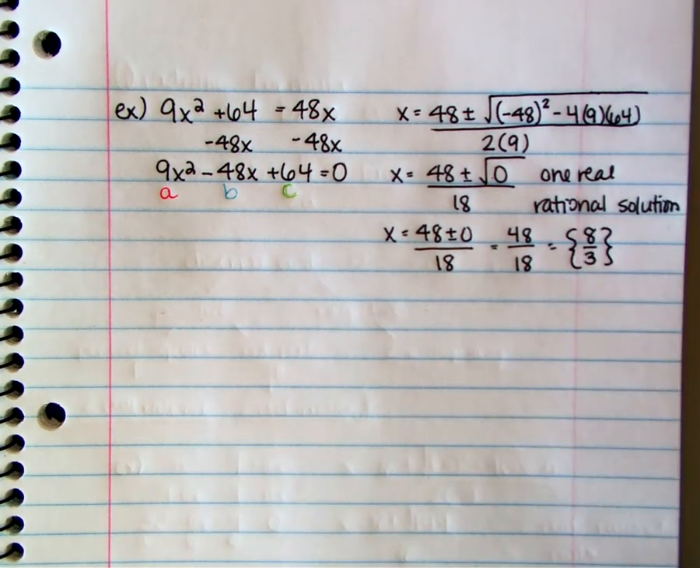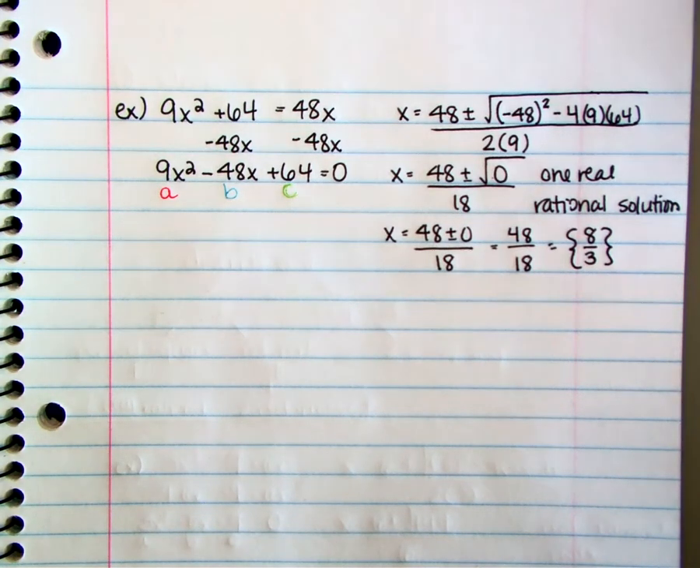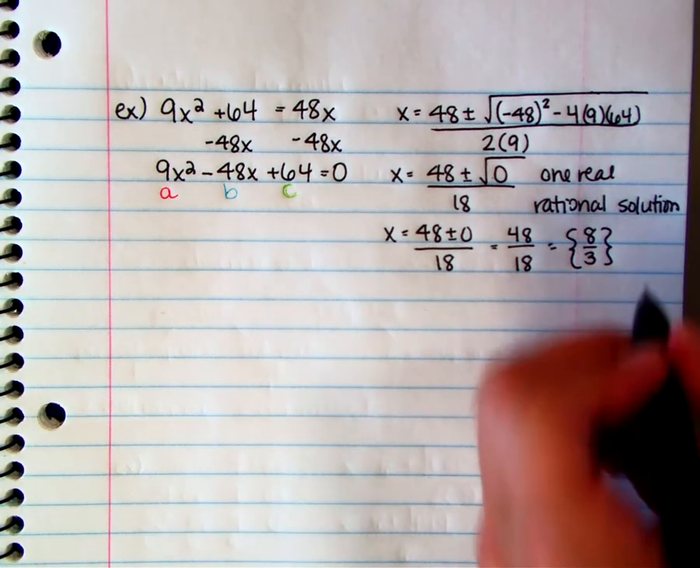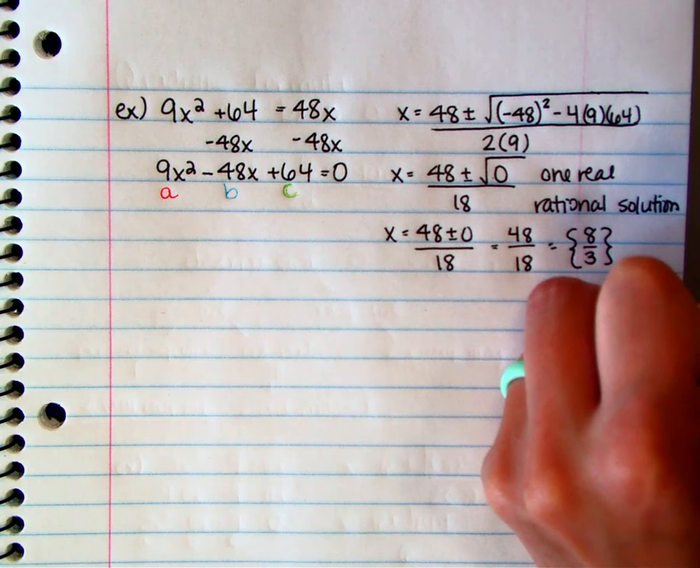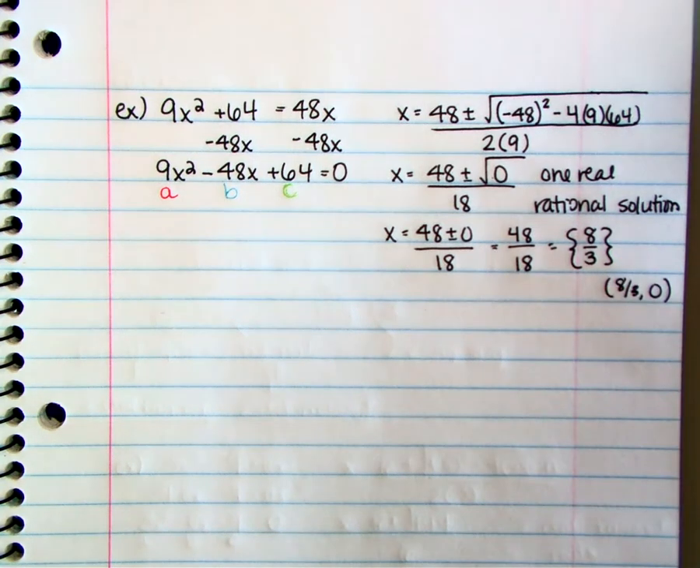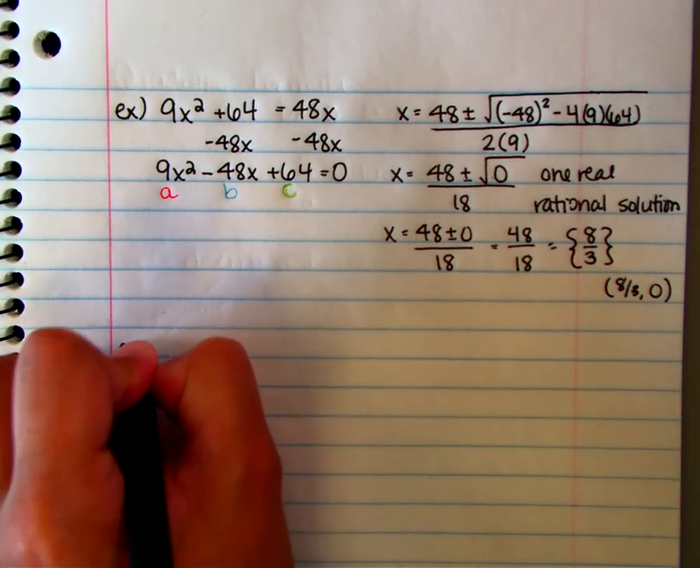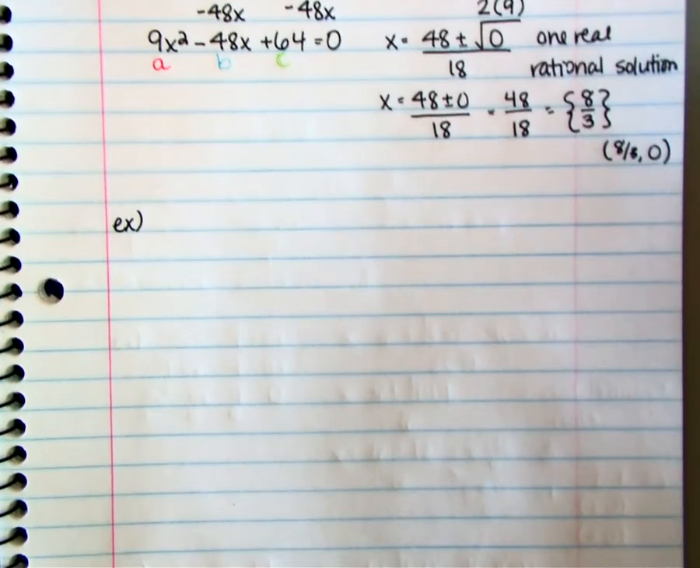And so that just means your parabola on the graph is going to touch the x-axis. It's not going to cross it, but it's going to touch it at 8/3. So you can write it using the fancy brackets or as the x-intercept. Last example we're going to do for quadratic formula.